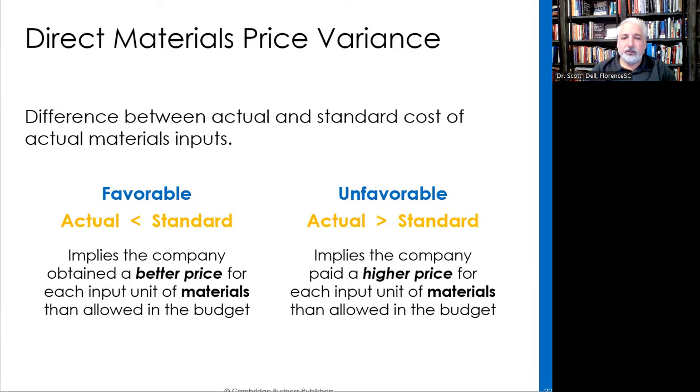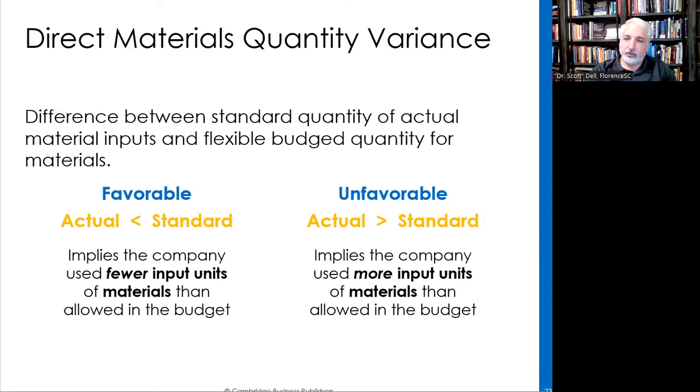So then we have favorable and unfavorable. Favorable is when actual is less than the standard. So we spent less money, we used fewer materials. Unfavorable is when actual is greater than standard, a higher price or a higher quantity of units needed to produce the product. So we have our direct materials quantity variance. Fewer units. Again, the company used fewer units of input of materials. That would be favorable. And if we actually use more input, then that would be unfavorable.